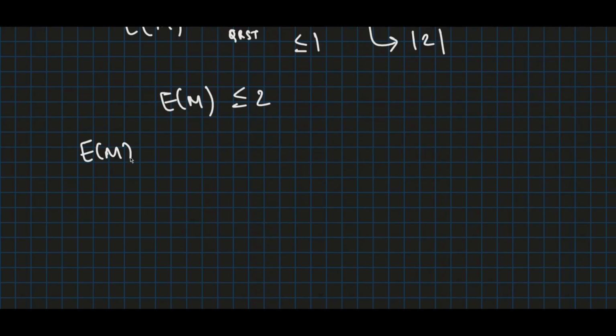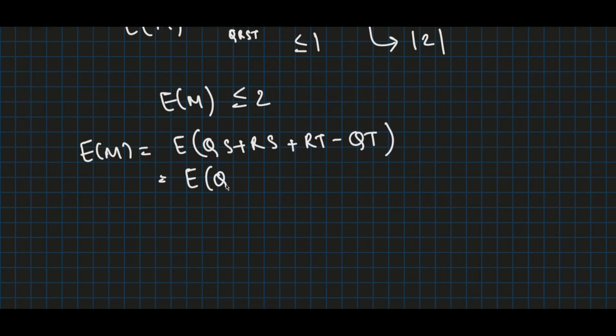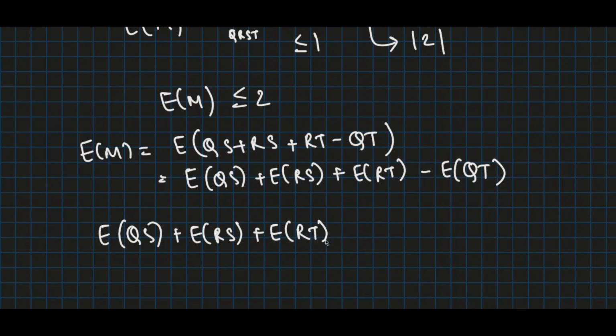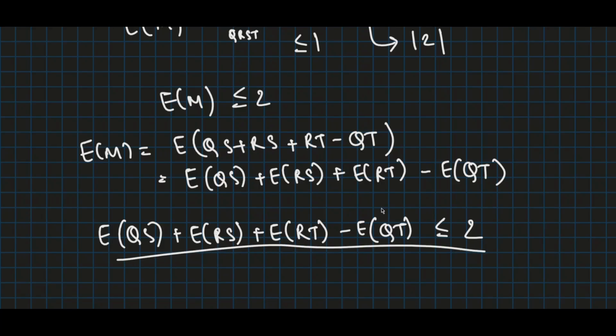Also, we can write E(M), which is equal to the expectation value of QS plus RS plus RT minus QT, which is equal to the sum of the expectation value of QS plus the expectation value of RS plus the expectation value of RT minus the expectation value of QT, and we know this value is less than or equal to 2. Therefore, we can say that the expectation value of QS plus the expectation value of RS plus the expectation value of RT minus the expectation value of QT is less than or equal to 2. So this result is called Bell's inequality or CHSH inequality.